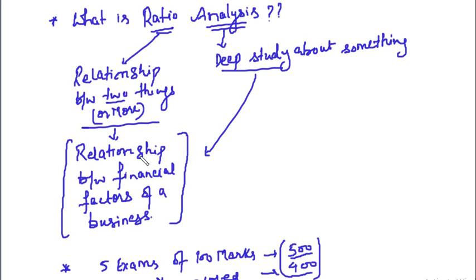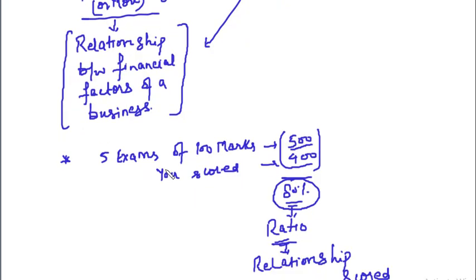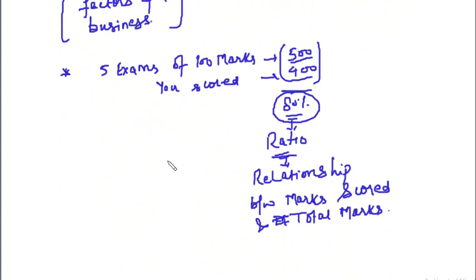Clear? So I have given you a very simple example from your day-to-day life that how you score marks, how you express the marks that you have scored, it is a ratio only. Clear? So this is what is ratio analysis. Now, this ratio can be expressed in a number of ways, right? So I'll say expression of ratio.